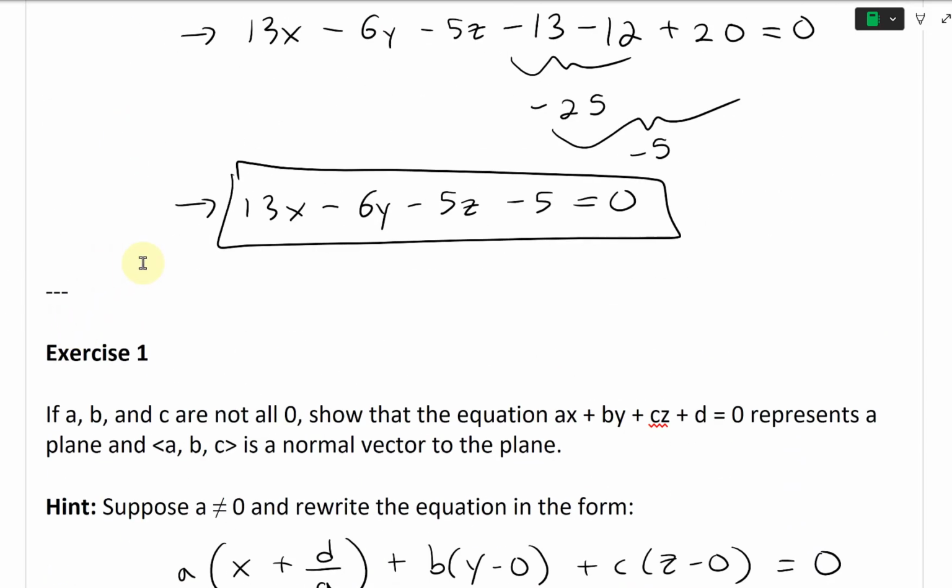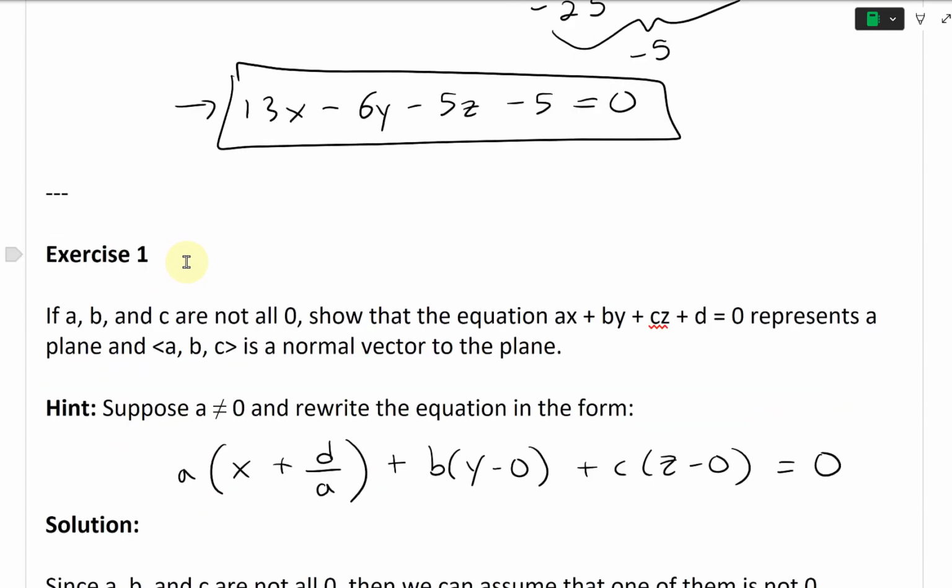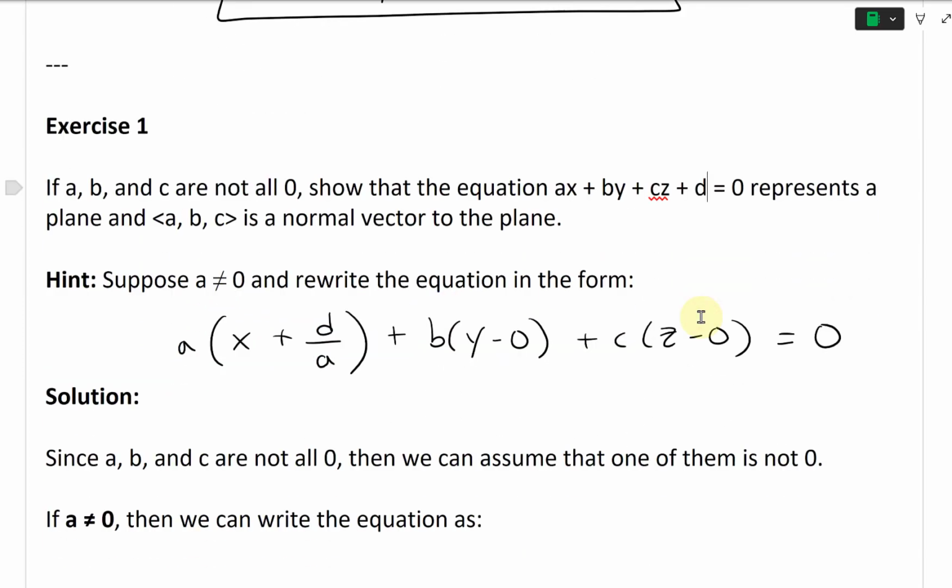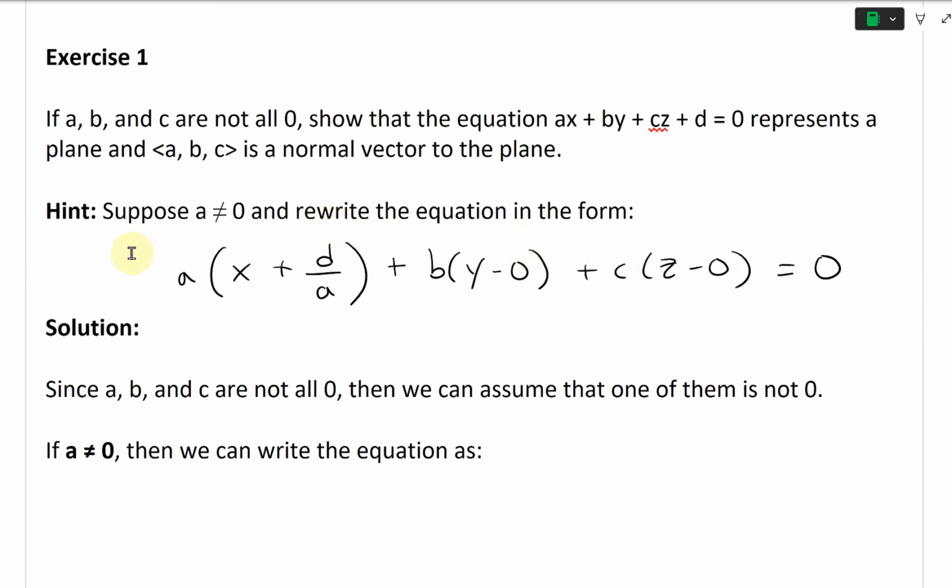All right, and now finally, let's take a look at exercise 1, the last example of this video. If A, B, and C are not all 0, show that the equation ax plus by plus cz plus d equals 0 represents a plane, and A, B, C is a normal vector to the plane. So we're just given this equation, and we're given this d value, to show that it's actually a plane. So hint: suppose A is not equal to 0 and rewrite the equation in the form A times (x plus d over A) plus B times (y minus 0) plus C times (z minus 0) equals 0.